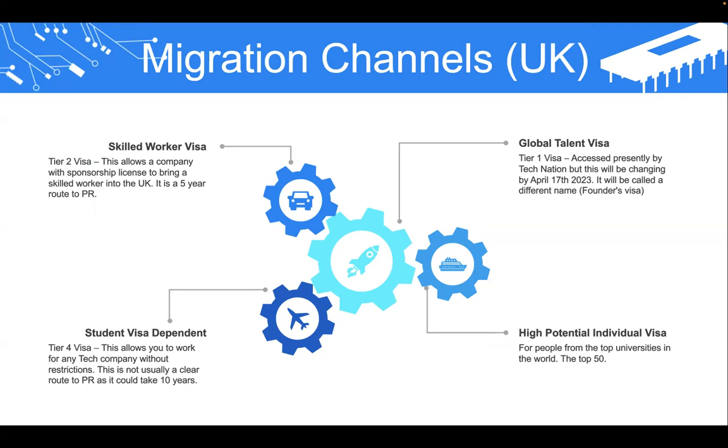The global talent visa can be a 3-year or 5-year route. It's basically what they might be calling a founder's visa in the nearest future. Then there's the student visa dependent route, which is not very great, but it's a 10-year route. If you go through the school route, learning from master's to PhD and the rest, it's a 10-year route. Then there's the high potential individual visa. This one is given to people who went to schools in the top 50 universities in the world. It's not very easy to get. This one is very scarce, because how many people went to the best top 50 schools?